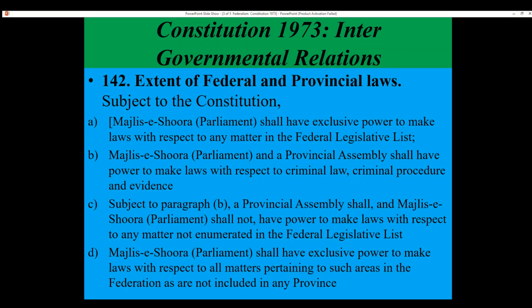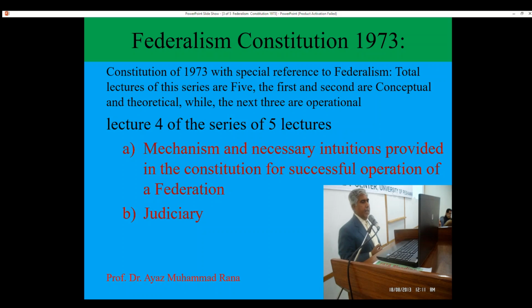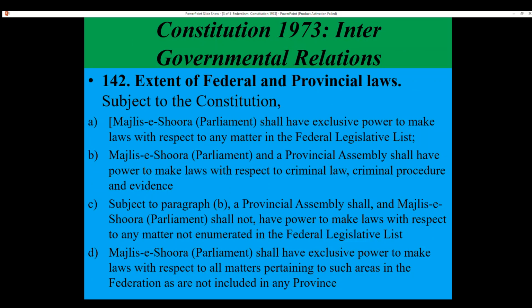So, these are three aspects of federalism which I discussed here. If you have any question, you can ask, and you can ask through the WhatsApp system as well. In the next lecture, we will discuss the mechanism, necessary institutions and judiciary in the Constitution of 1973, how much they protect federalism. Thank you very much.